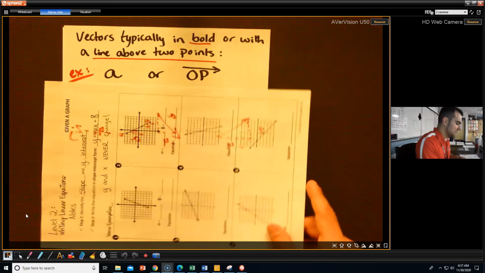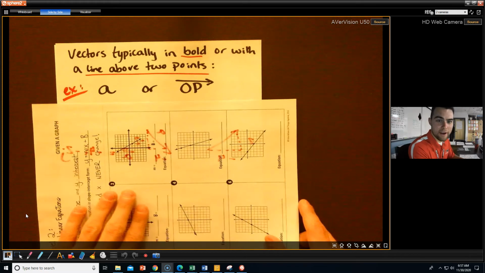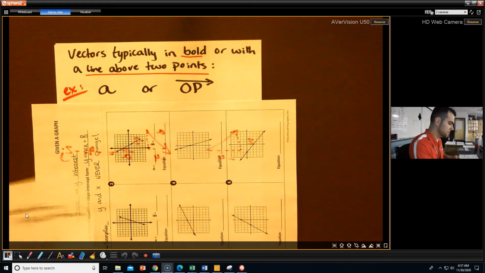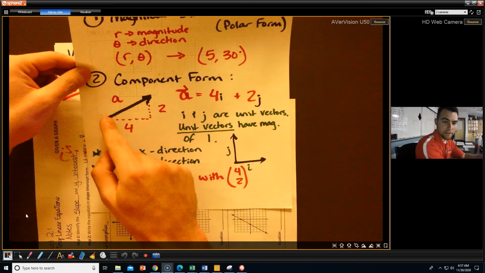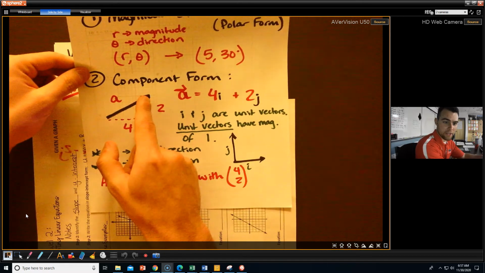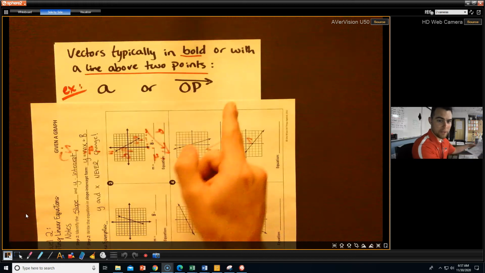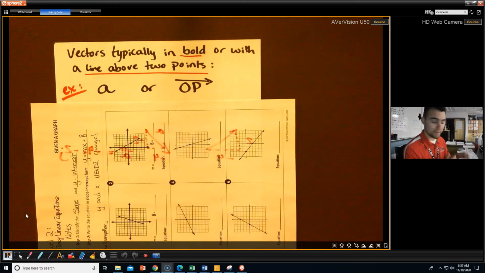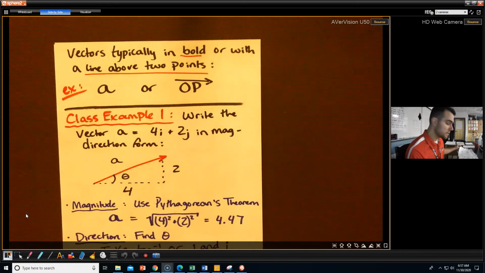Like I said, vectors are typically in bold, or with a line above 2 points. So if I had this guy right here, I could write 0 and p. So the vector from 0 to p could be represented as the vector from 0 to p. Something like that. Anyway, let's see some examples.